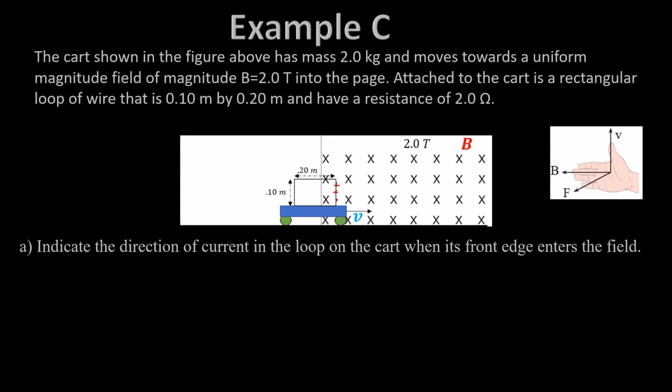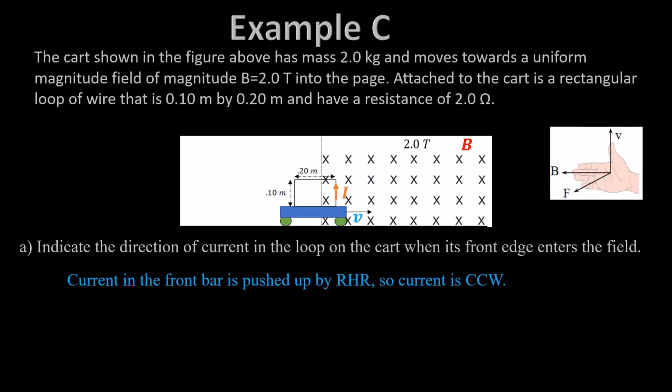So using the right-hand rule, you put your thumb in the direction of velocity, which is to the right. Fingers at the field go into the page, and then your palm's going to point upwards, which means those positive charges are going upwards. And since positive charges are going upwards, that means conventional current is going upwards. In reference to the loop as a whole, if current in the front end is pushed up, then we just get a counterclockwise current.